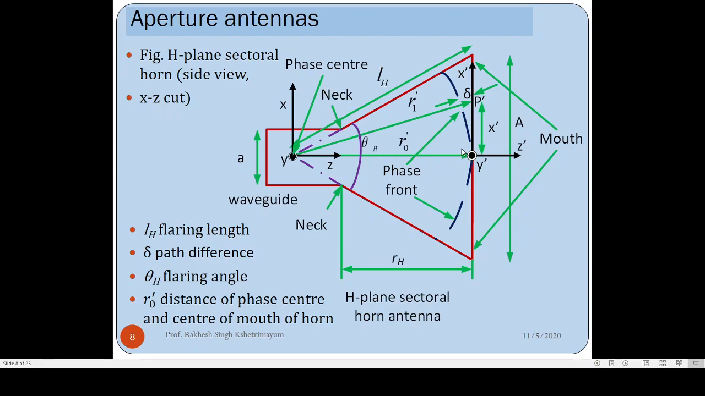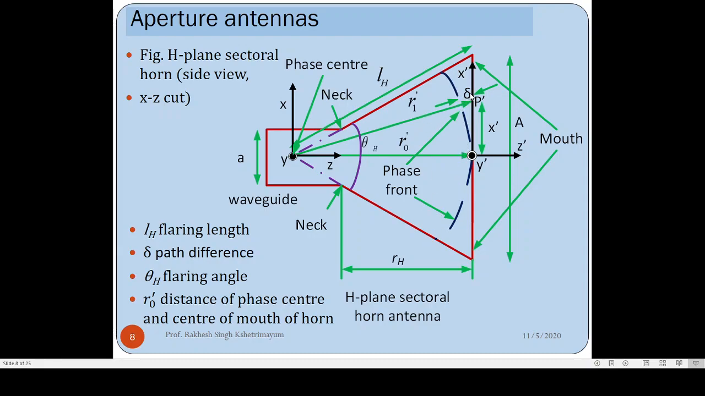If we consider this center point here, there is no error. When we assume the spherical wavefront and the plane wavefront, they are meeting here. So there is no phase error at this point. But if we consider any distance x from the origin at the point P, when I approximate the spherical wavefront by a plane wavefront, there is some error here. That error is R1 minus R0.